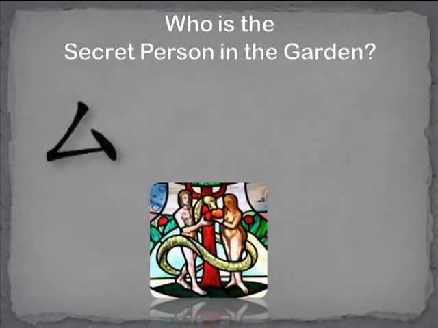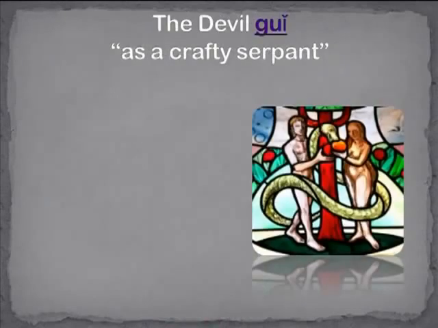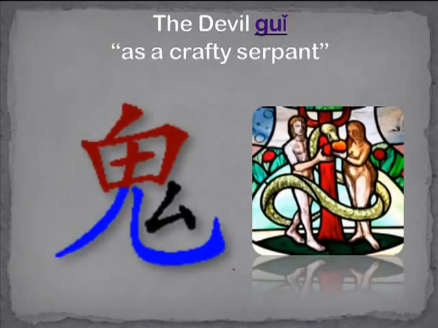And so if you look at the radical for secret, it's this character. For person, we have this character. And for garden, we have this. And it looks like a garden. It looks like a field or where you would plant things. And that word, when you bring it all together, with a garden, with another stroke on top, which means alive. So you have a secret person in the garden that's alive, and that's the devil, as the crafty serpent.